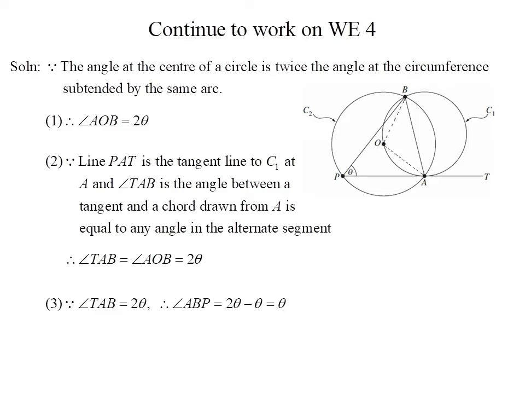As for question 3, since angle TAB equals 2 theta, angle ABP equals 2 theta minus theta, which equals theta. Hence, the triangle PAB is an isosceles triangle, so PA equals AB.